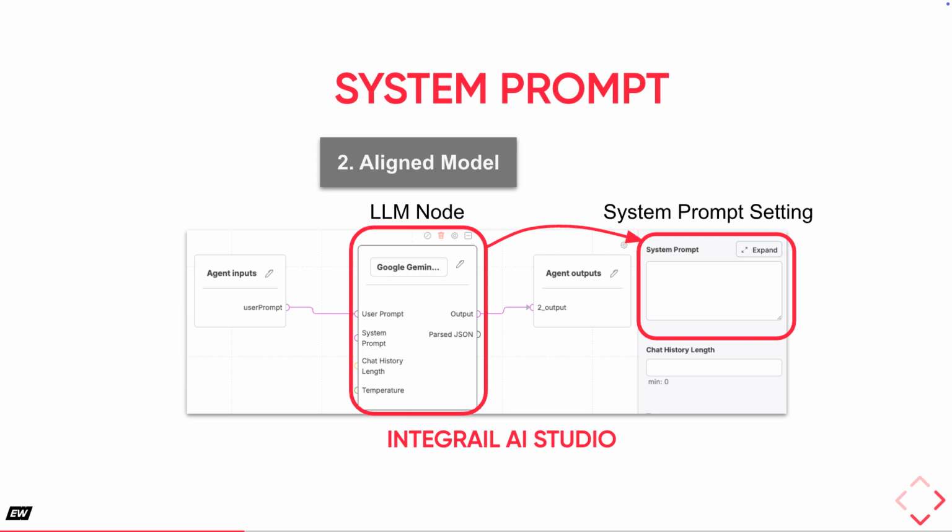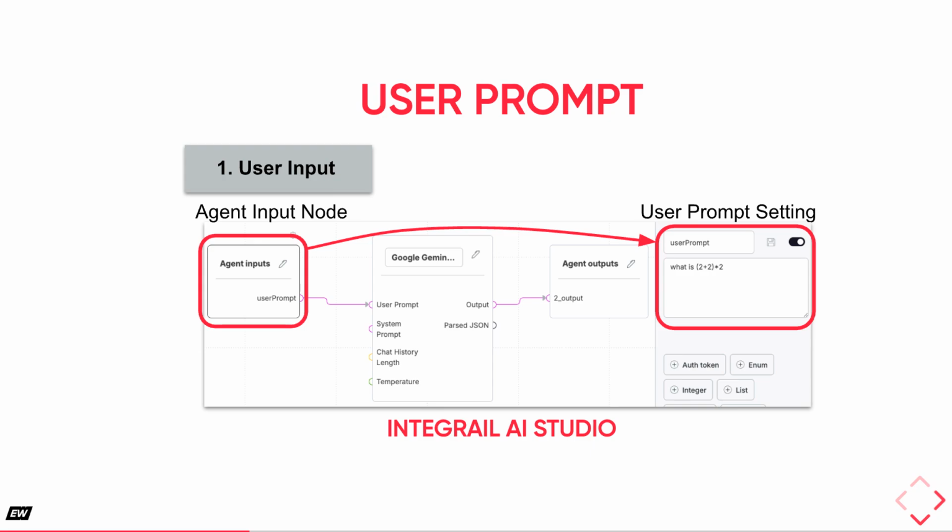The chat history length setting, also visible, is relevant to how much conversational context is maintained, a topic we will explore further. Now, let's look at the user prompt within Integrail AI Studio. The agent input node, labeled here with the above one user input, is where the user prompt from the end user is received. This user prompt is then connected as an input to the LLM node. On the right, the user prompt setting panel shows an example. What is 2 plus 2 times 2? This represents the specific question or instruction for the current turn of the conversation.